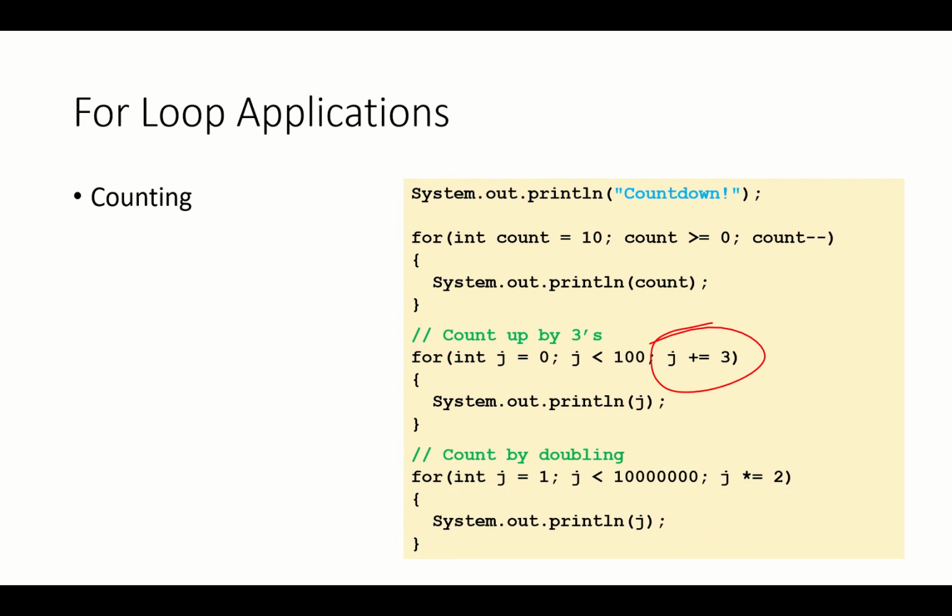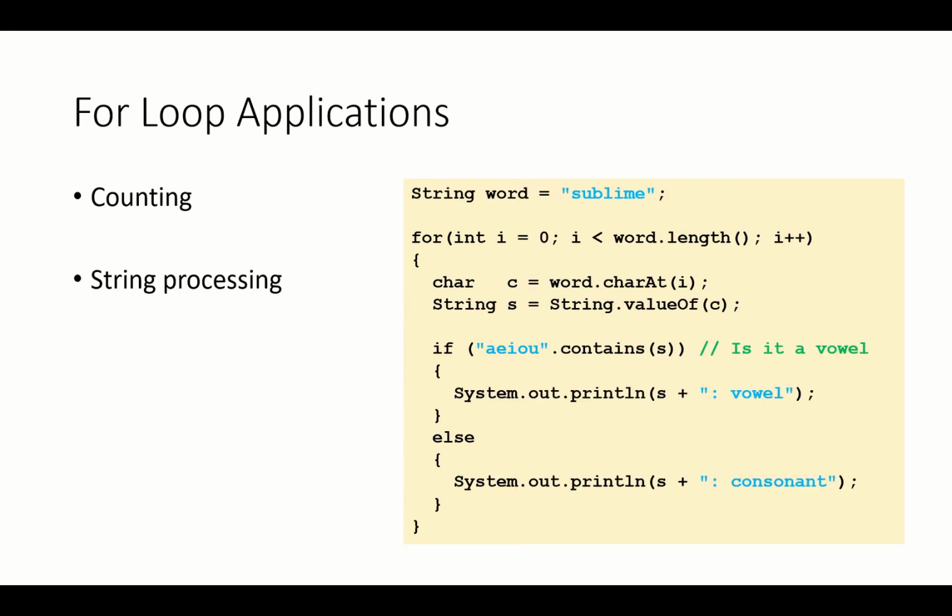Or you want to double, okay? So the result will be very relevant to this update. If you want to print this variable, which is J, right? Okay. Anyone can tell me what that's for?